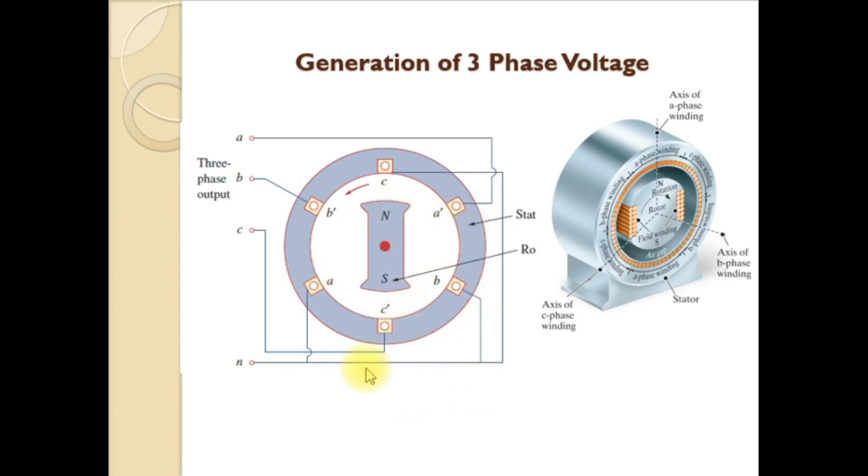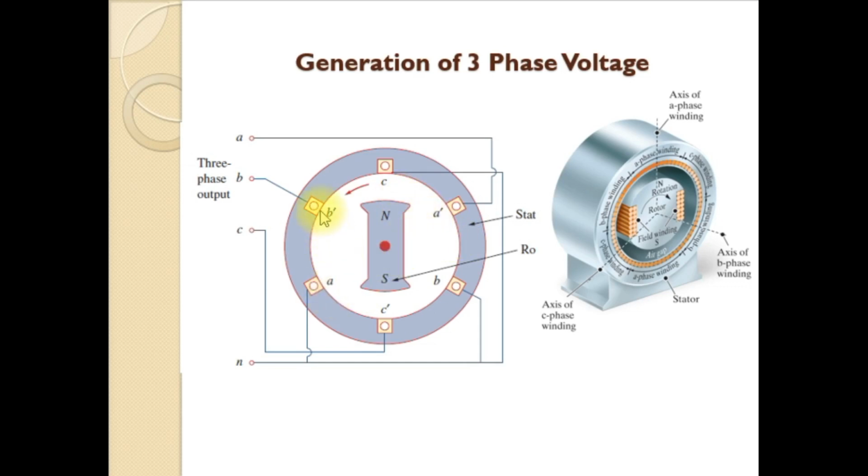Now if this magnetic field is rotated with an angular velocity omega, as in the case of a single-phase generator, a voltage will be induced on each of these coils. That means a voltage will be induced across each coil A, B and C. And as these coils are displaced by 120 degrees each, there will be a phase difference of 120 degrees each between the voltage generated in each coil.